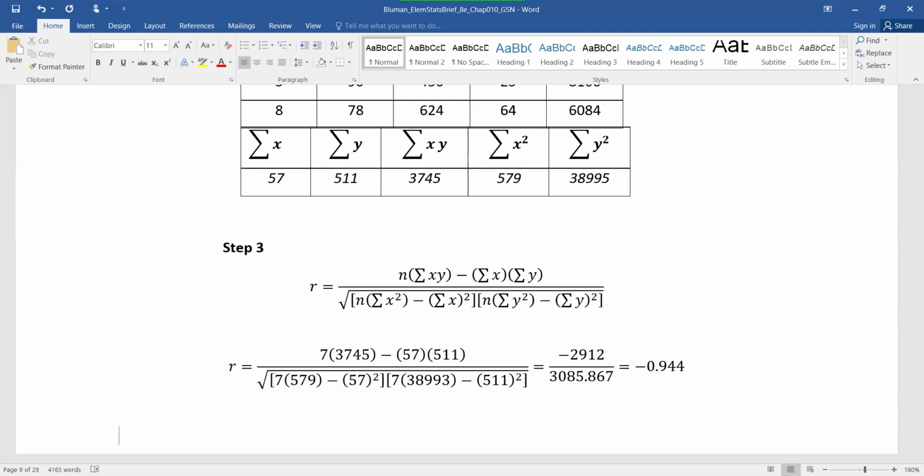It could have just asked for the R, right? That's what I'm going to teach you, how to do this in the calculator.